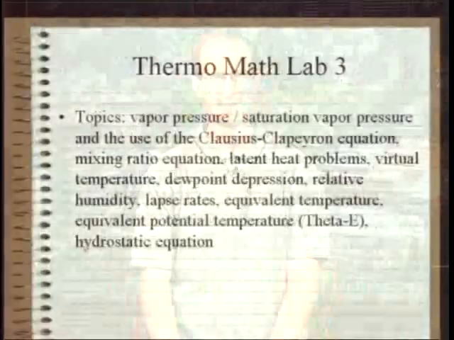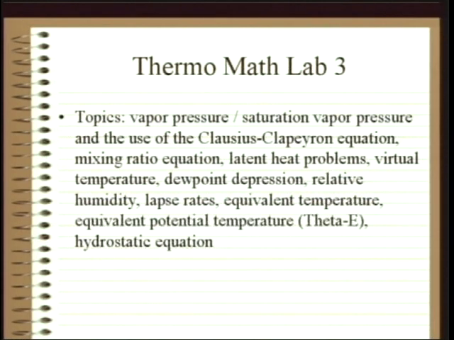The lecture today is the third lecture in the three-part lecture for the thermodynamic math lab. On the PowerPoint, we'll look at the topics that we'll cover today. That will include the vapor pressure and saturation vapor pressure and the use of the Clausius-Clapeyron equation. The Clausius-Clapeyron equation is the equation that's used to determine what the relative humidity is of the air.